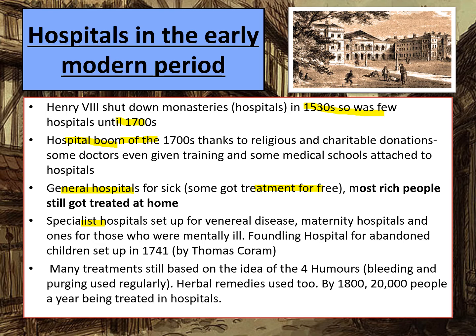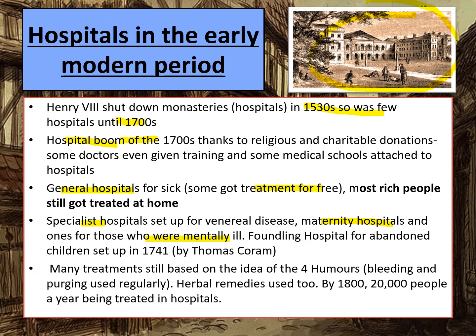They also set up things like maternity hospitals and even created ones for people that were mentally ill as well. There was even something called the Foundling Hospital set up by Thomas Coram in 1741, which was a place for abandoned children that has been represented in this picture on the top right.